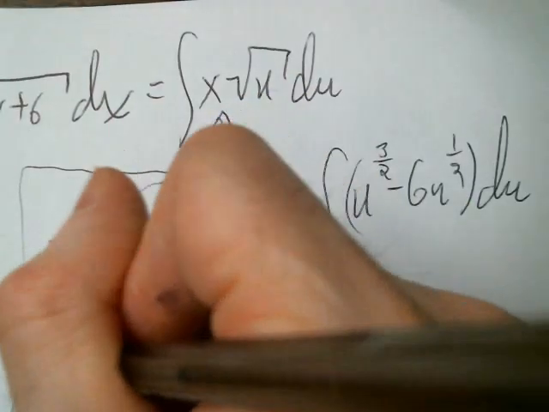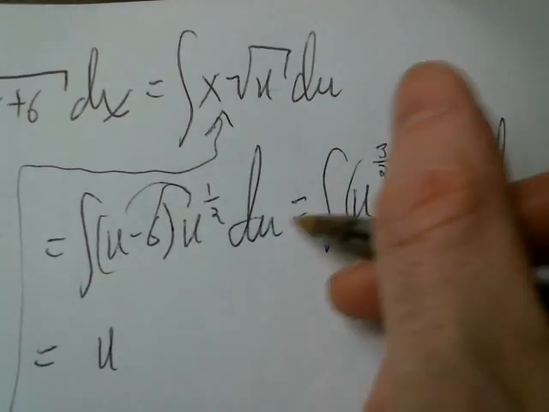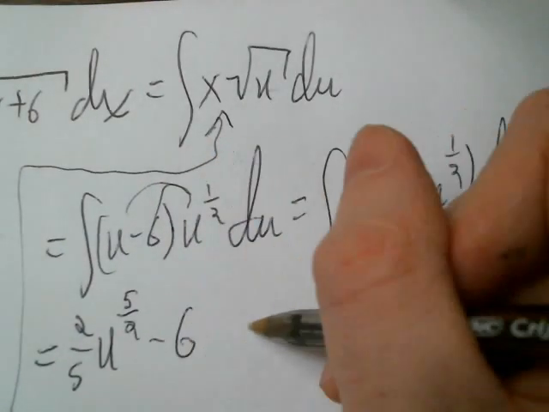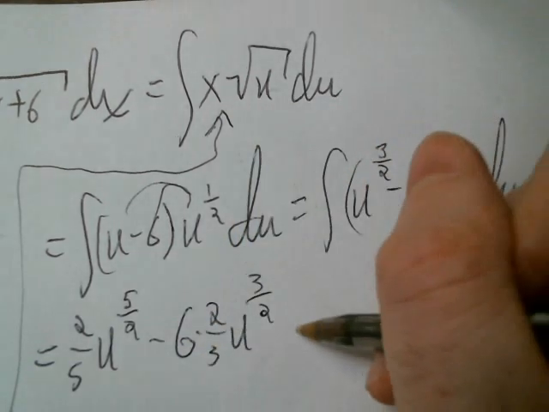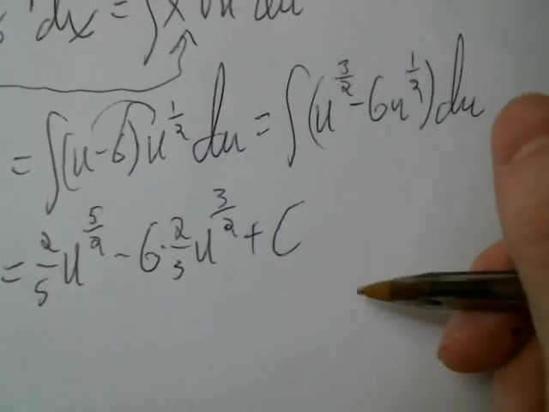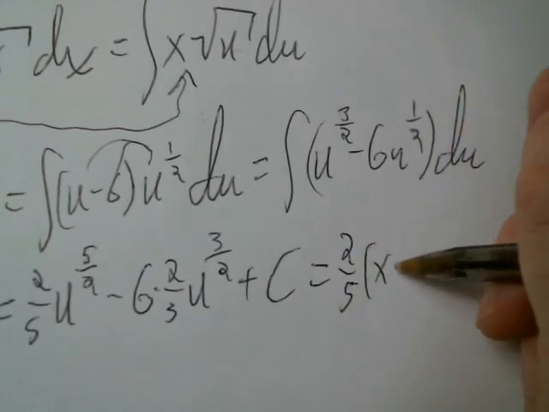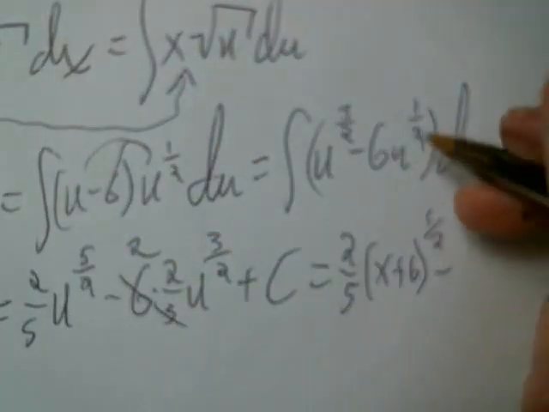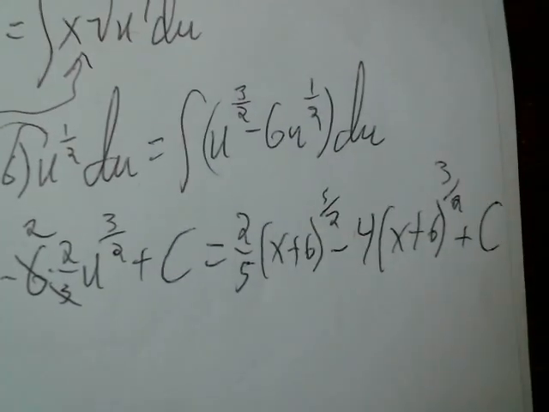And then you could use the power rule. So you get u to the 3/2 plus 1, which is the same as u to the 3/2 plus 2/2, which is 5/2, times 2/5. Minus 6u to the 1/2 plus 2/2 is 3/2, times 2/3, plus your integration constant. Then you have to back sub. So you'll end up with 2/5 times (x plus 6) to the 5/2 minus, 3 goes into 6 two times, 2 times 2 is 4, times (x plus 6) to the 3/2. And then again, don't forget your integration constant.